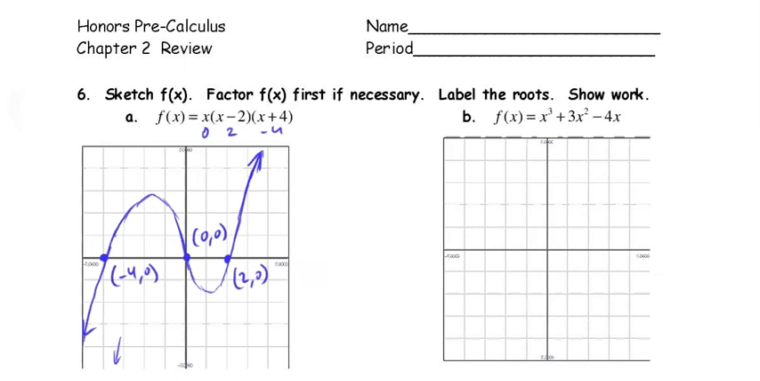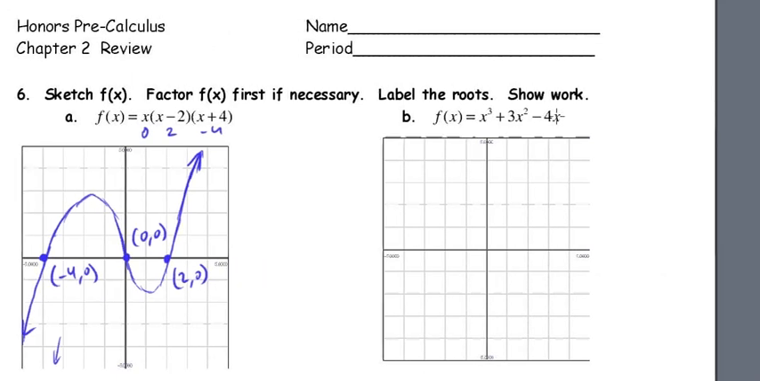Here's b. So we've got this function here, and I'm looking at it, and hey, I can factor out an x from each of these. So I have f of x equals x times (x squared plus 3x minus 4). Looking at that, I can factor this second piece. This is going to be a factorable quadratic. So I have x times (x plus 4) and (x minus 1).